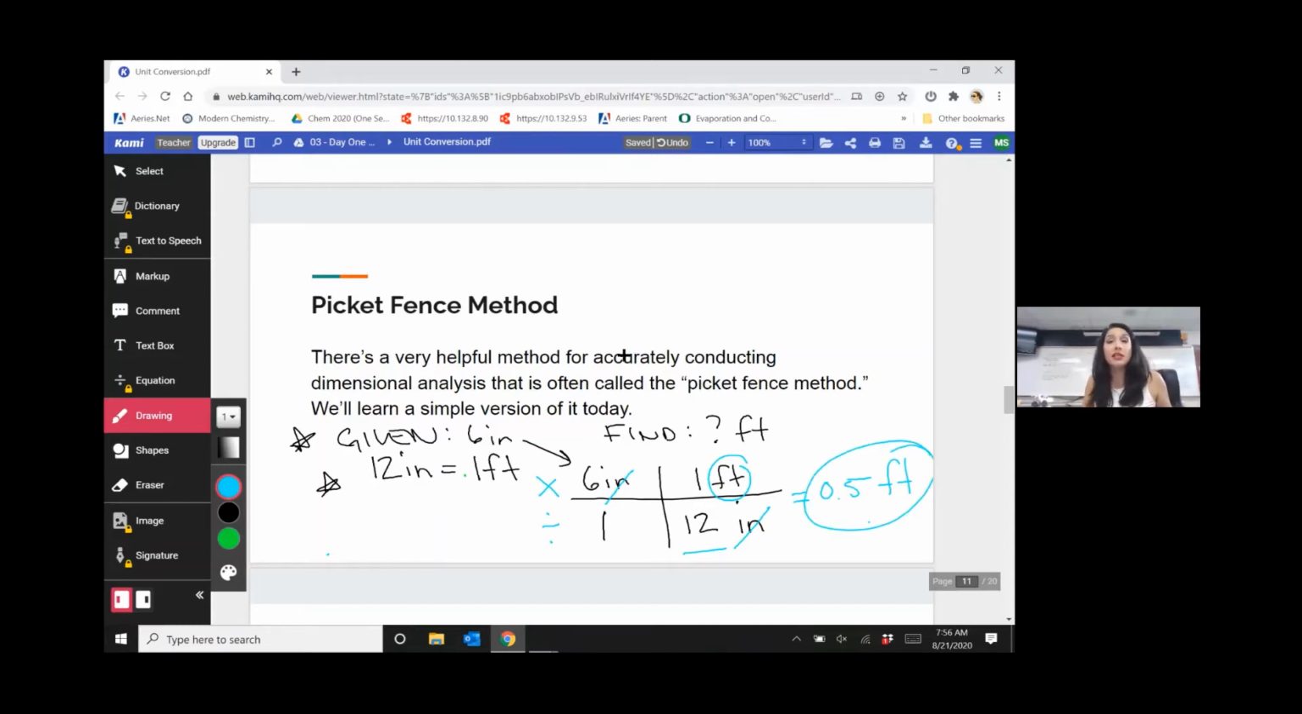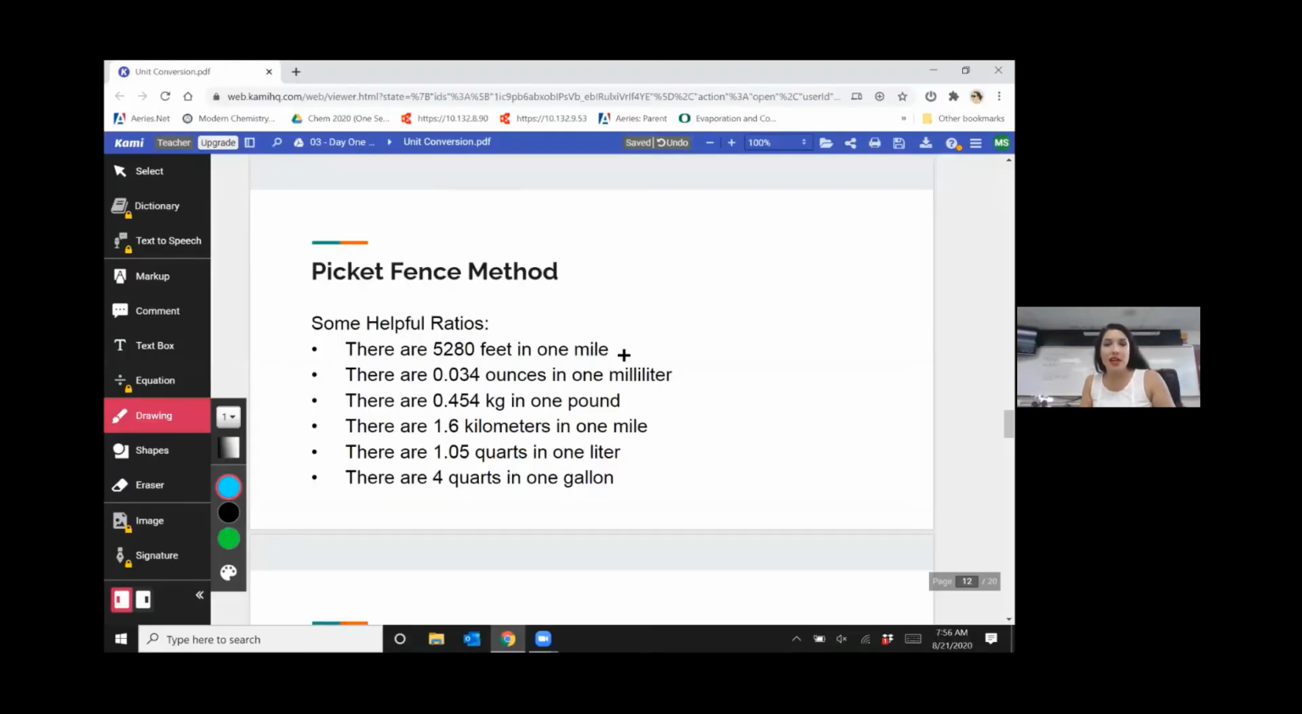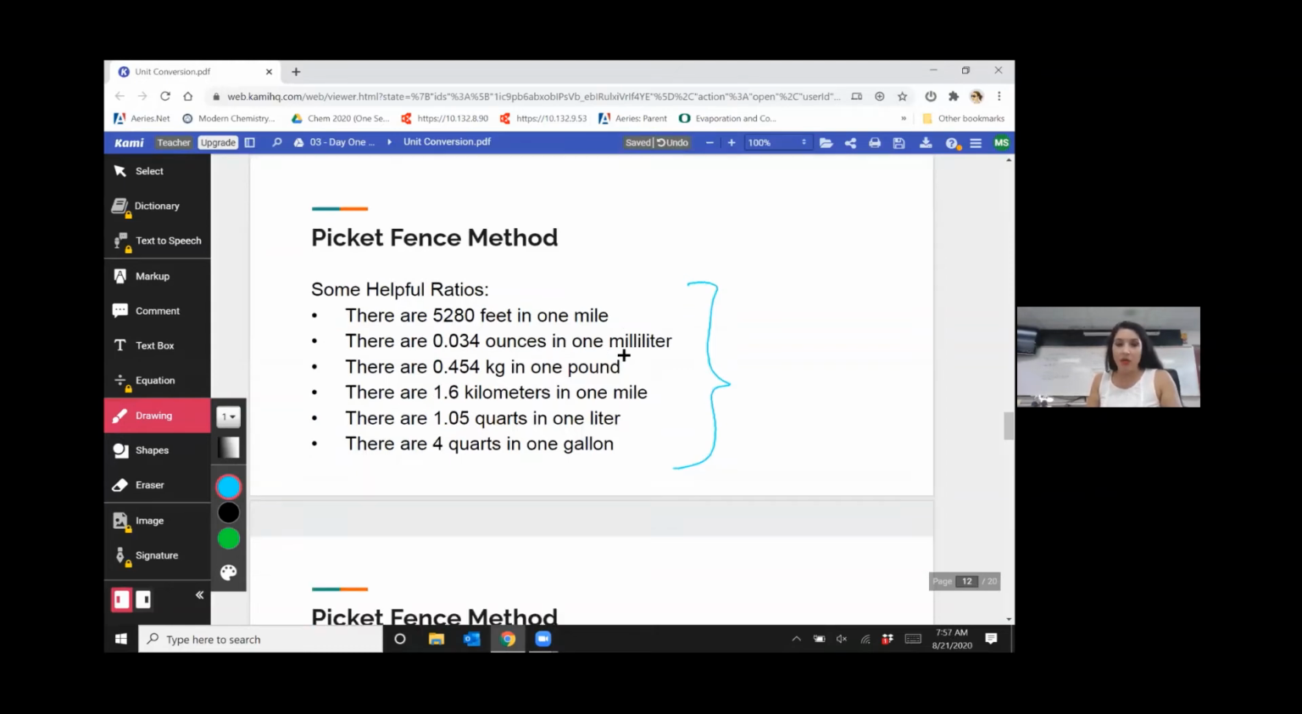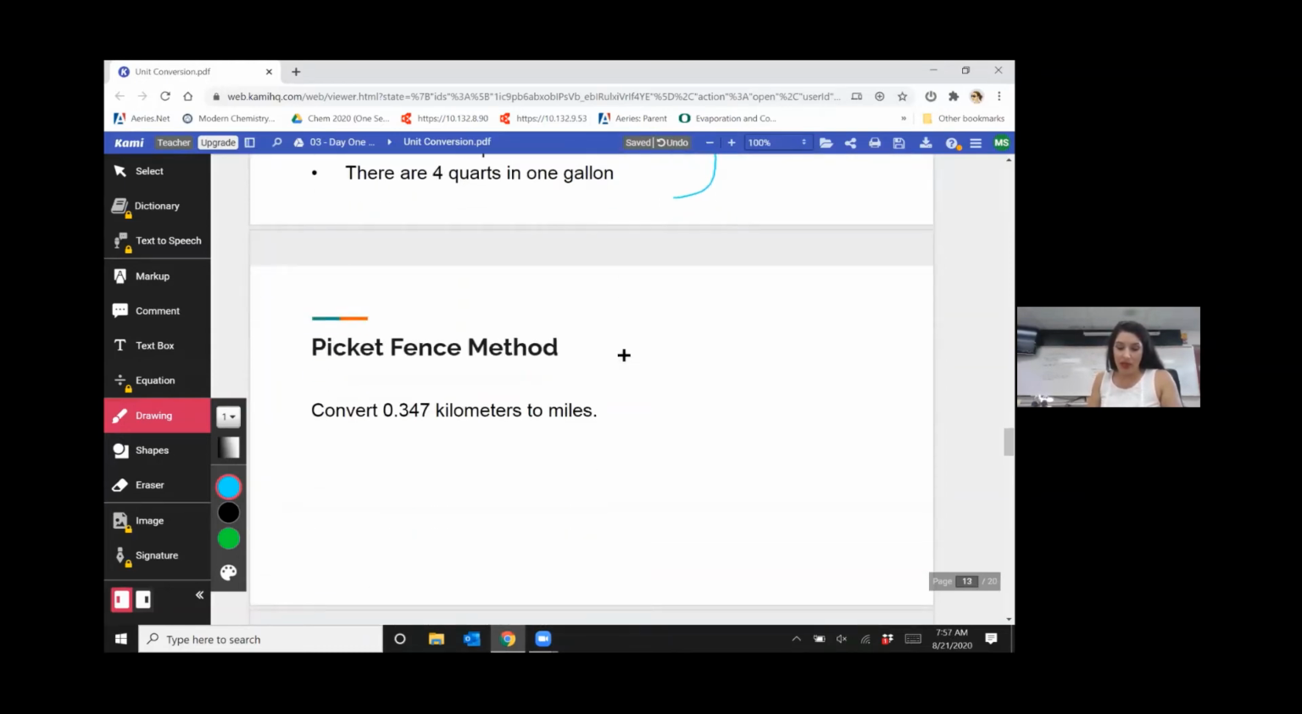All right, we're going to try this again, but we're going to use a different unit of measurement, one that might not be as familiar. For this next exercise, we're going to take a look at some of these ratios. We may not need all of these in these problems, but we may need to have this information on hand. So we'll just leave that there for now, and we'll move on to the next question.